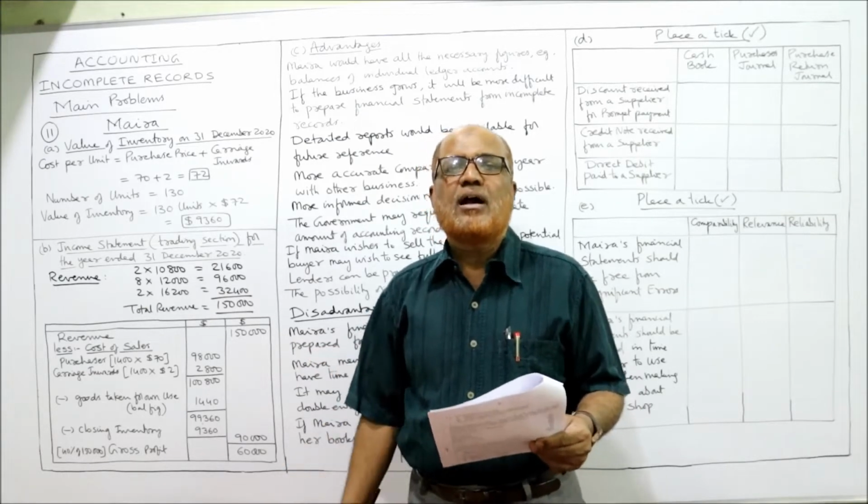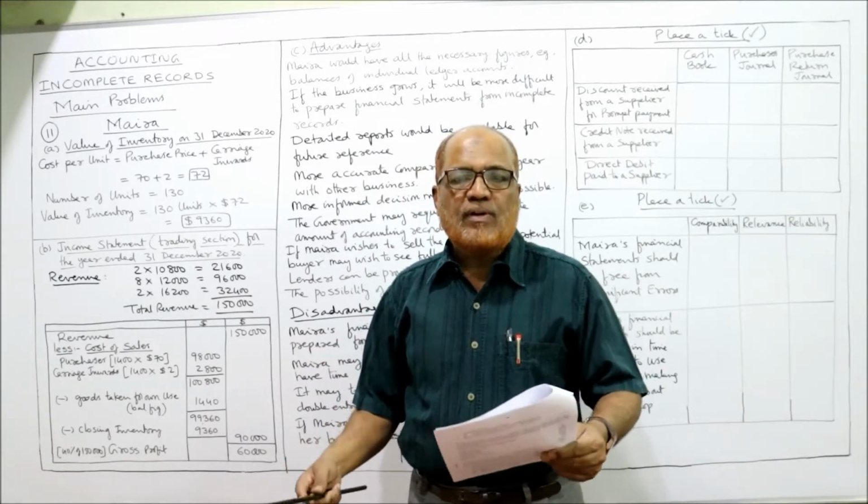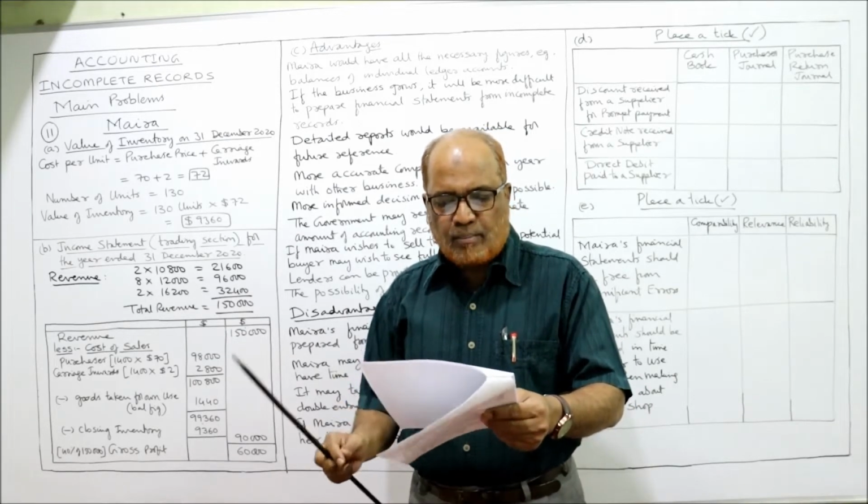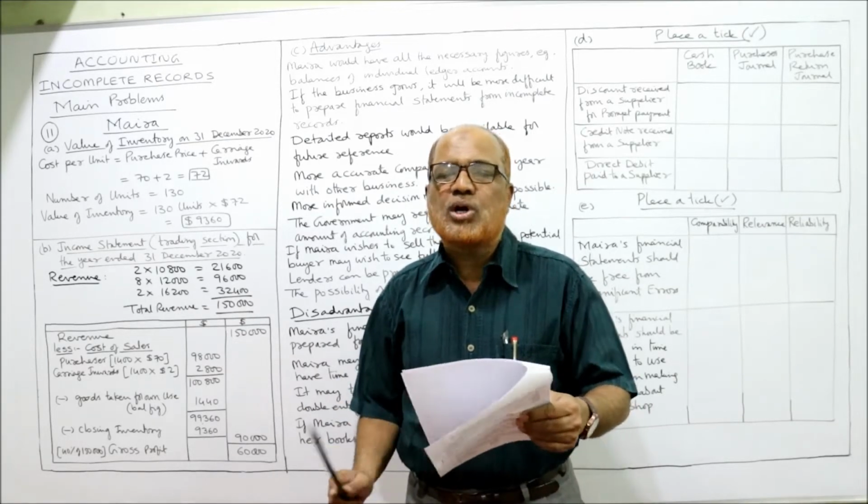Now next paragraph. Myra has not kept a full set of accounting records but provided the following information. That means she has incomplete records. So what information has she given? All sales were made on cash terms. That means there are no credit sales.